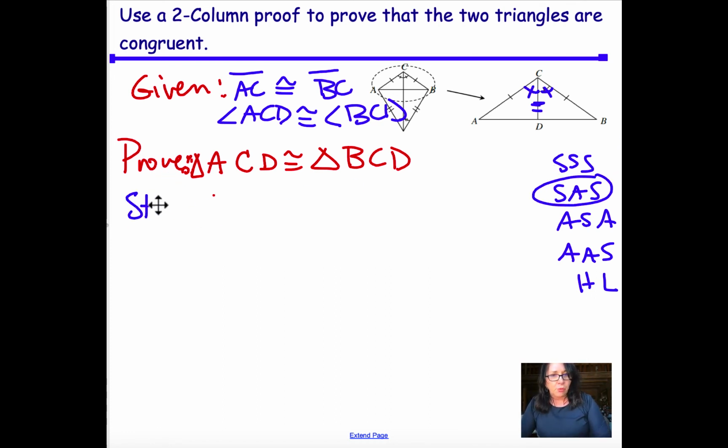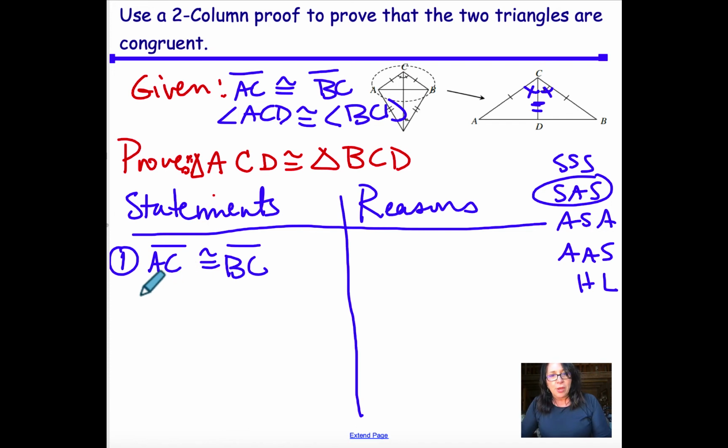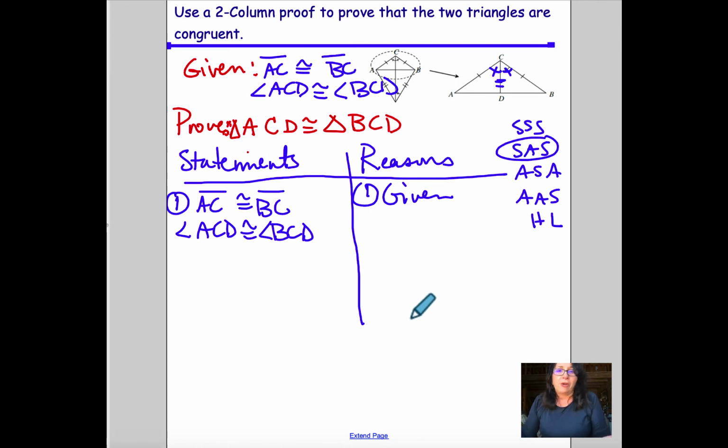So you just have to write what you just did. Okay, so these are my statements. These are my reasons. And in doing that, okay, statements and reasons, you rewrite the given. So we are saying that AC is congruent to BC. We also know that angle ACD is congruent to angle BCD, and that's just given. Okay. So we already have two parts of the triangle.